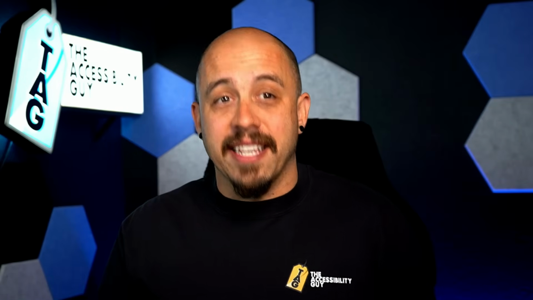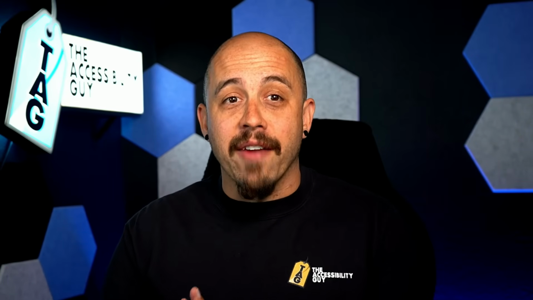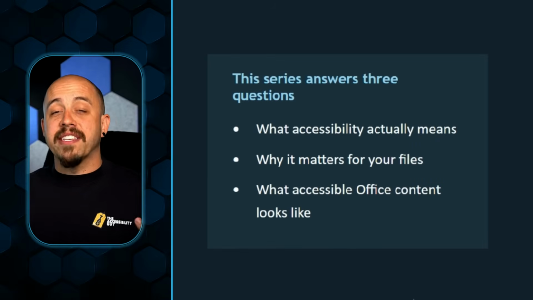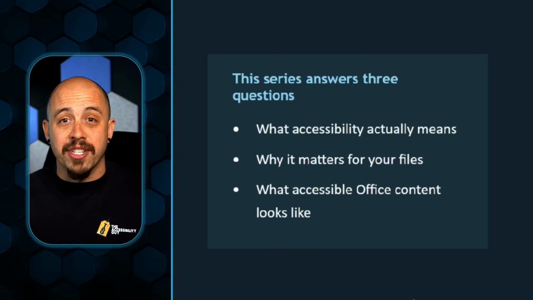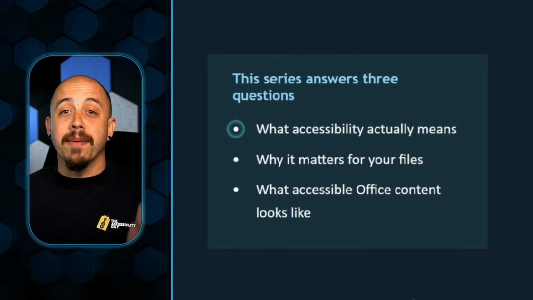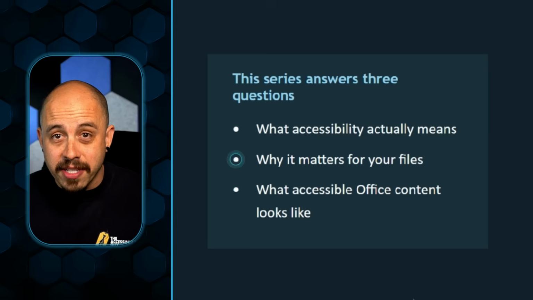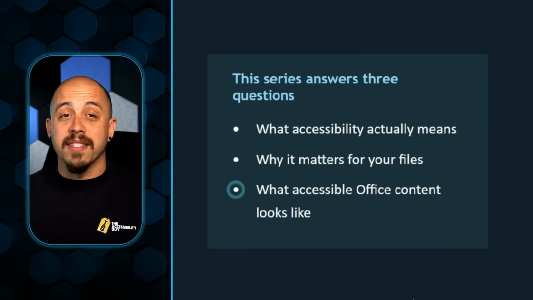Why this series exists. Microsoft Office runs through government, education, business, and nonprofit organizations every day. When those files are not created accessibly, people who use screen readers or other assistive technology may struggle to find information, understand content, or finish a task. This series is going to help you answer 3 questions: what accessibility actually means, why it matters for your files, and what accessible Office content looks like.